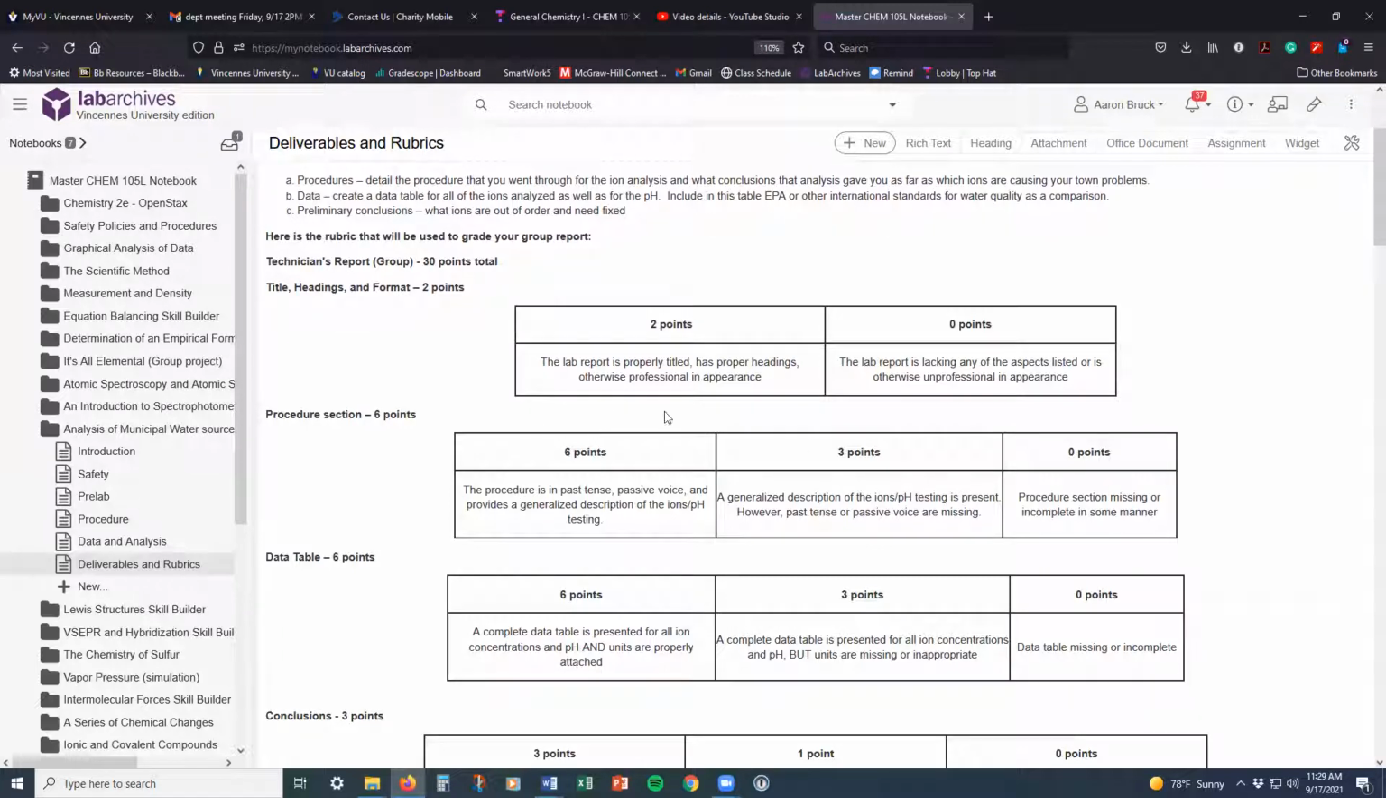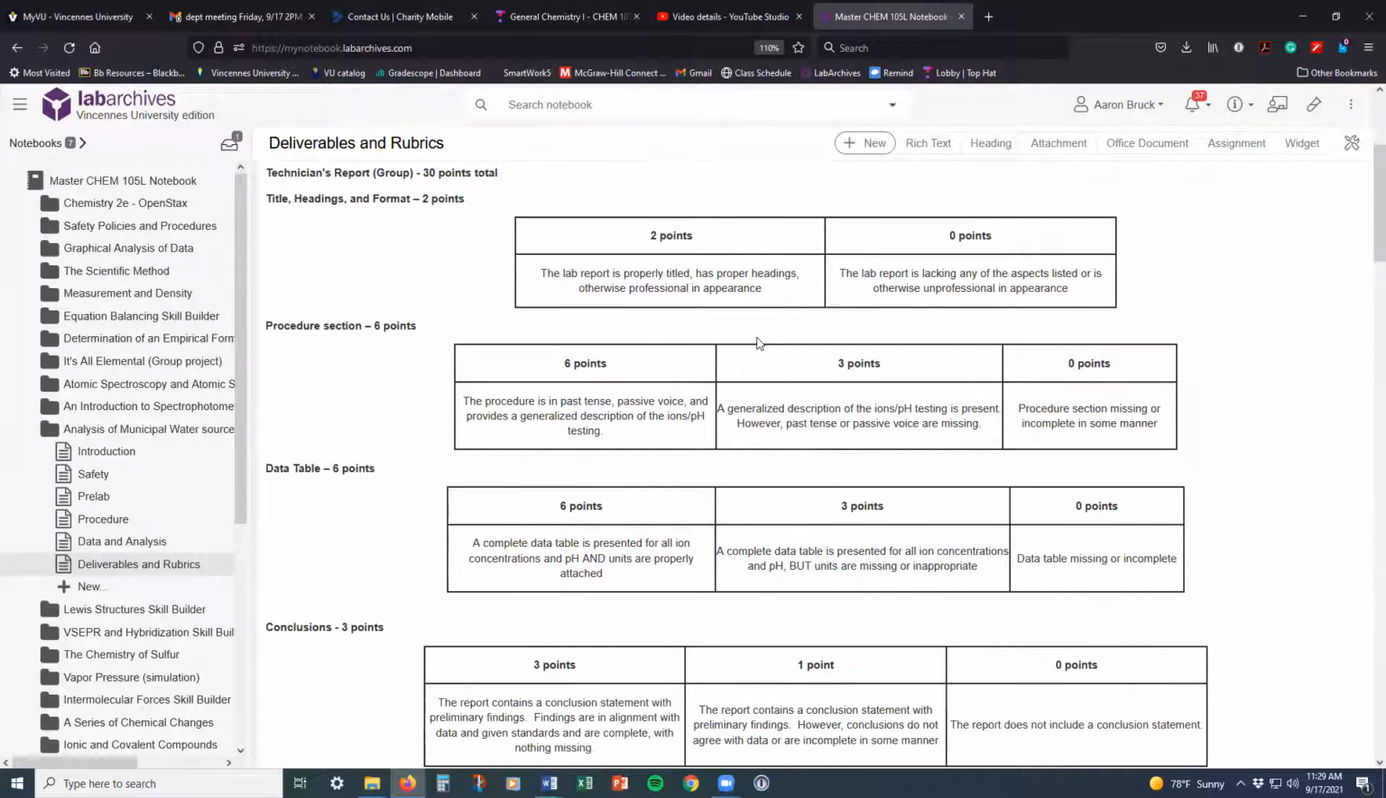So how do you get graded? Where do the 30 points come from? Well, part of the points come from just having a professional appearance. It looks good. It's formatted properly. You get 6 points for the procedure section. Did you write it correctly? Is it in past tense, passive voice? Did you give a detailed enough description that people know what it is that you did? Did you put in the data table? Is it properly put in? Are the concentrations accurate? Are the units accurate?